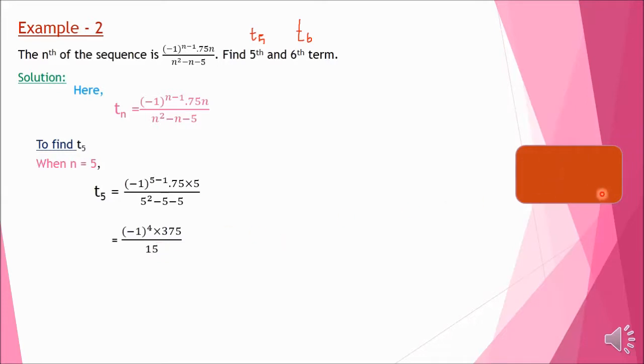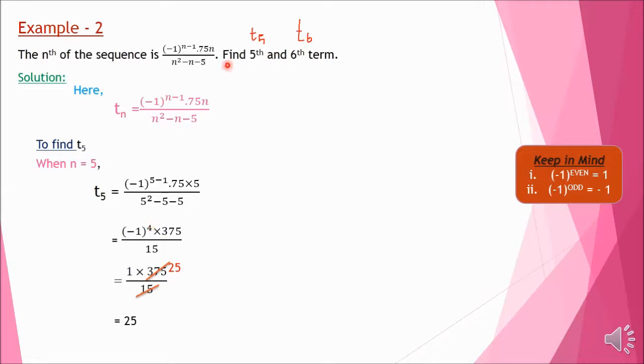We have a note for you. Keep in mind, minus 1, if the power is even, then the value will be 1. After this step, you can see right here we have an even power, minus 1 to the power 4. It is an even power, so the value will be 1. You can see it's 1 into 375 upon 15, and 15 cancels by 25. Now the answer is 25.